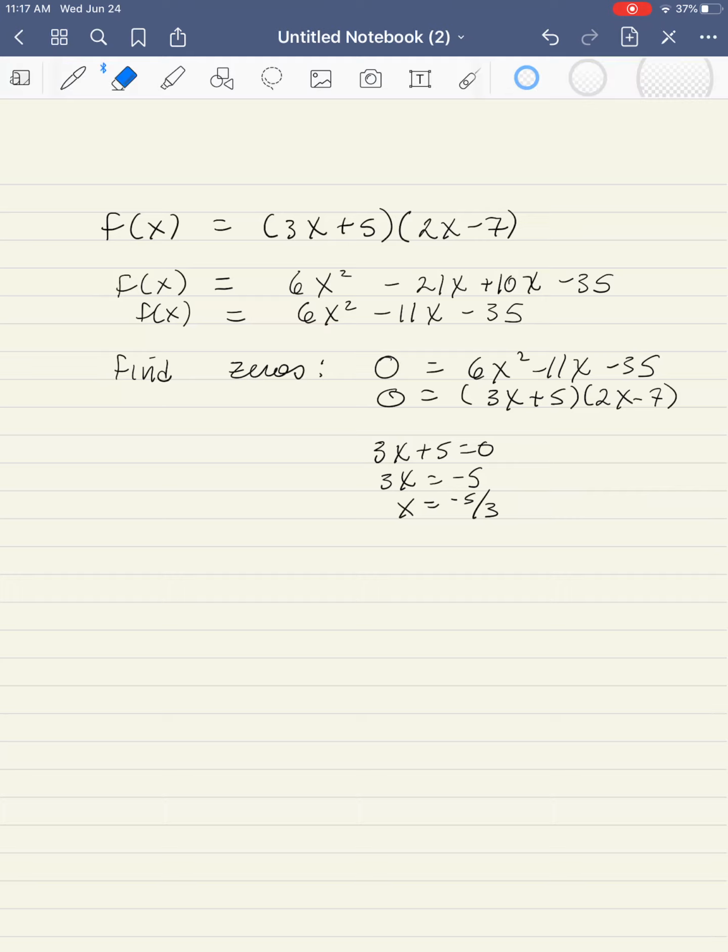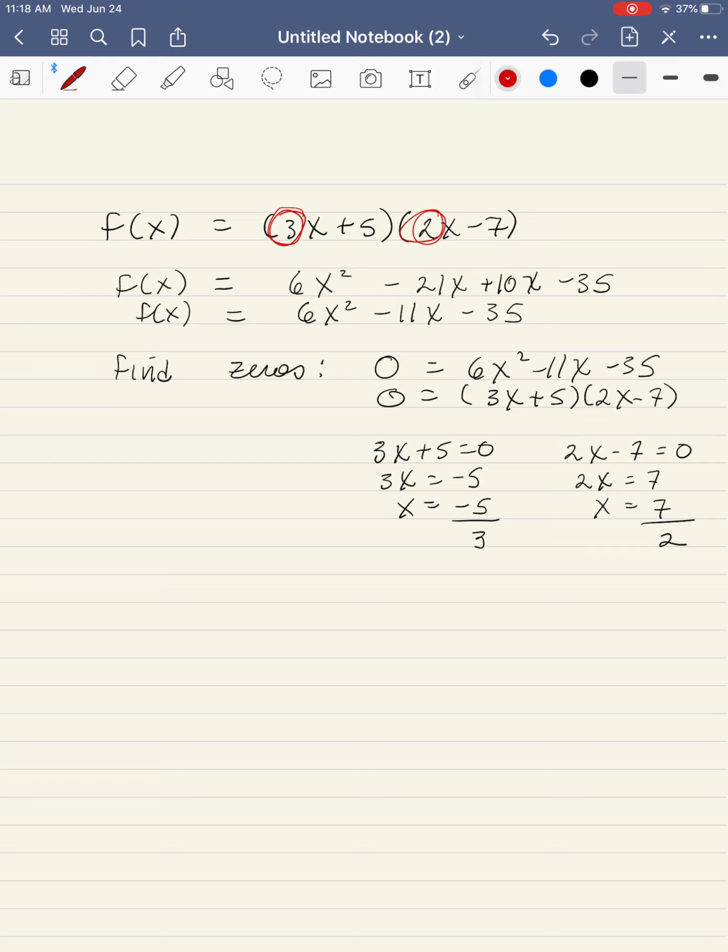All right, we have 3x + 5 = 0. Subtract the 5 and divide by 3. And actually I want to write it like this. Okay, and then we do the same thing with the other factor. Add the 7 and divide by 2.